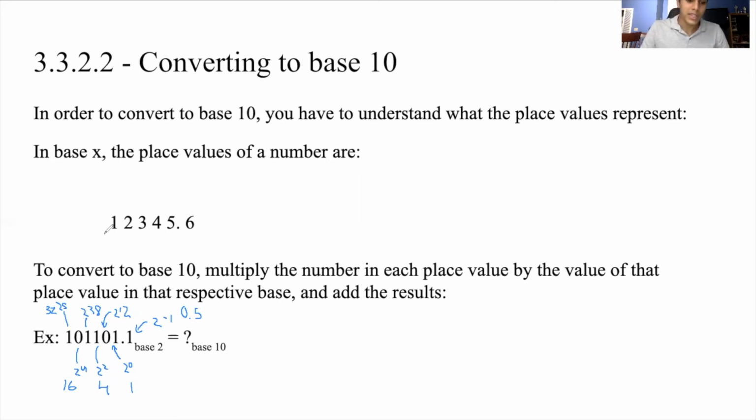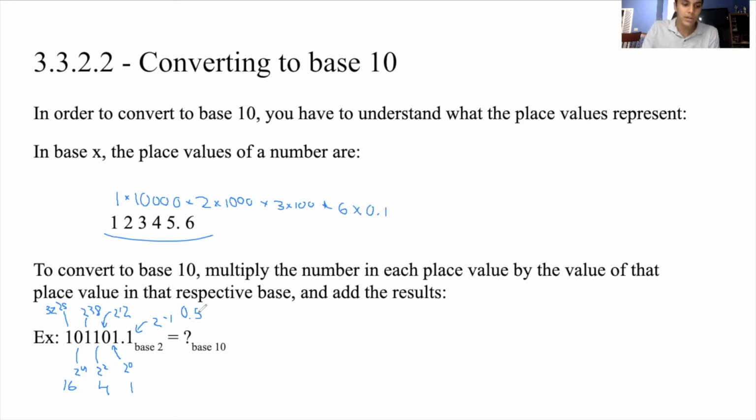For example, this number in base 10 represents 1 times 10,000, plus 2 times 1,000, because you have 2 in the 1,000th place. So you have 2 thousands, then plus 3 times 100, because you have 3 in the 100th place, and so on until you get to plus 6 times 0.1. So you can actually do the same thing in different bases.